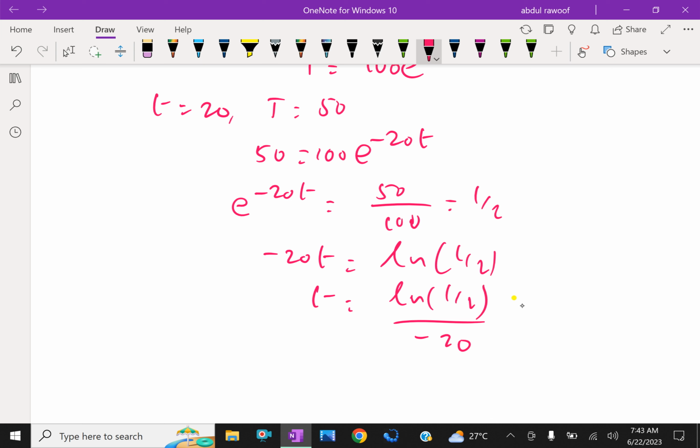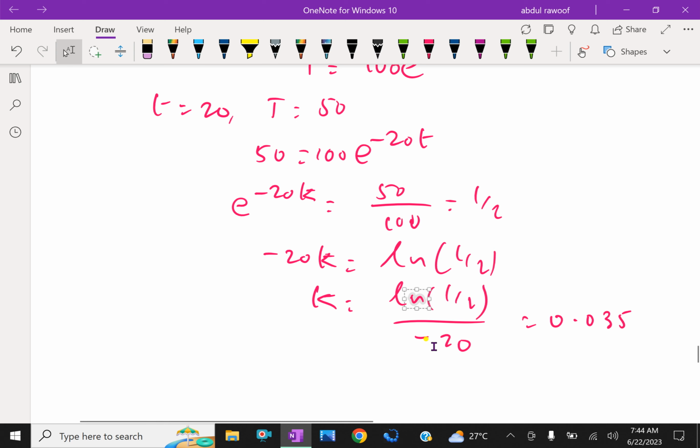Which is 0.035. This is the K value. Now, K value we got it.